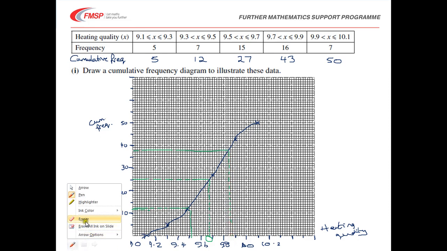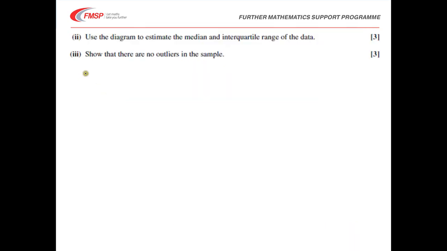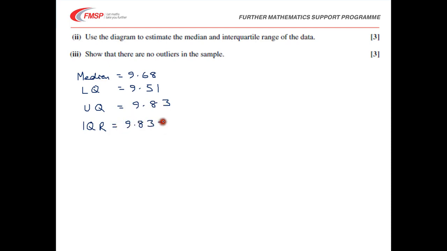So if you want to actually try this question yourself, the values that you should get are for the median 9.68, for the lower quartile 9.51, for the upper quartile 9.83, and that then gives us for the interquartile range 9.83 minus 9.51, which is 0.32.